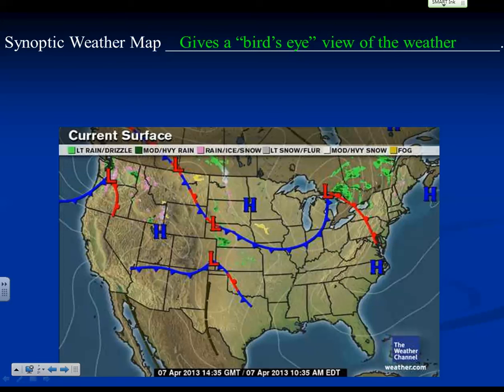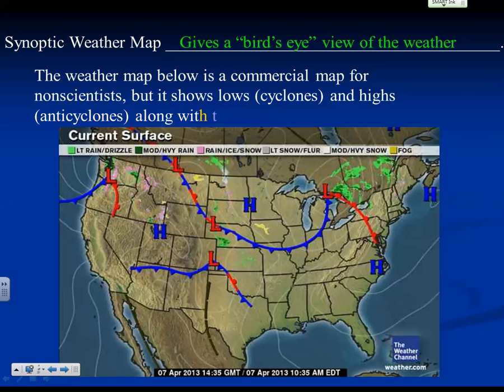Moving on. Now we're going to be doing a lab on this soon, but synoptic weather maps. This is kind of like a bird's eye view of the weather, and it gives us a brief synopsis of everything going on all at once. Now the weather map right here that you see is a commercial map used for non-scientists for the most part. It shows the lows, remember the cyclones, and the highs, the anticyclones, along with their associated fronts. And it shows precipitation in green, some isobars in a very light white color here. And we can even see the nice shape here of our low pressure cyclone. It's pretty cool actually how it comes out exactly like you've been taught.